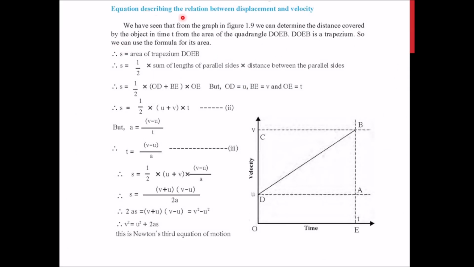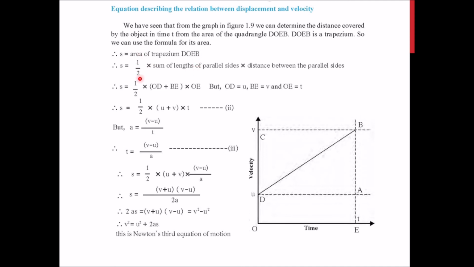The next and final kinematical equation is the relation between displacement and velocity. As of now we have completed the relation between velocity and time, and displacement and time. Now it is displacement and velocity. Very carefully look into the figure. I am putting this figure up again so that it will be easier for you to understand. Here we have a trapezium DOEB as in the previous cases. Now we have to find the area of a trapezium.